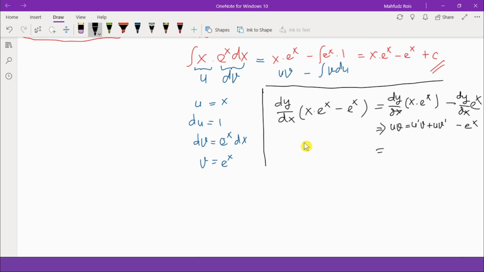Since we are going to use this formula, this is u, this is v: u is x, v is e to the x. It means the derivative of x is 1, times v, e to the x, plus u, x, times the derivative of e to the x, which is e to the x, and then minus e to the x, like this, right?